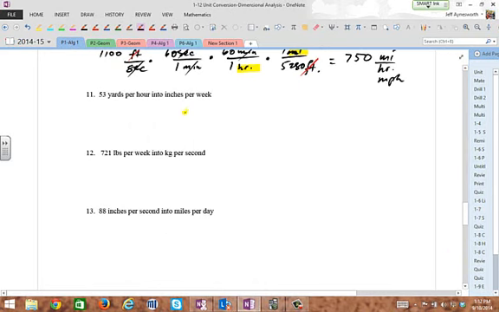53 yards per hour. Yards per hour, ooh, weird. So you don't usually see that, but it's just a math problem. Who cares? So yards per hour to inches per week. So inches per week. Weird. So what is that? Let me see. We got to convert yards to inches.